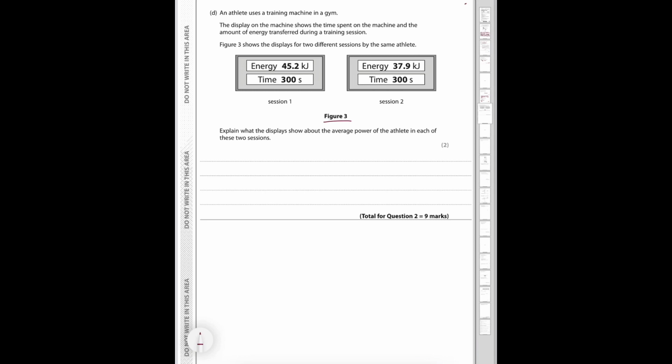So, first of all, if we remember, power is energy divided by time taken. Now, when we're looking at the two sessions, because the time taken is the same, we can see that over the same time period, more work is done in session 1 compared to session 2. And what this means is that there is more power in session 1, therefore, compared to session 2.